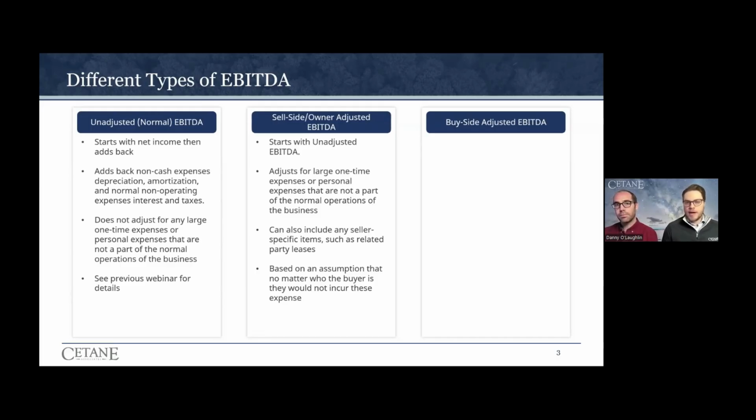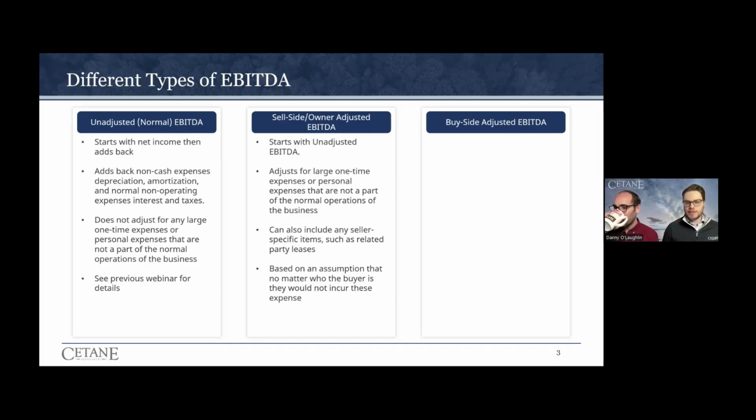Beyond that, there can also be seller-specific items, such as related party leases. But you really want to highlight that this does vary, company by company, owner by owner. There isn't a cookie cutter template of adjustments, but you really have to comb through the P&L and pick out the one-time or personal expenses that, the assumption is, no matter who the buyer is, they wouldn't incur going forward.